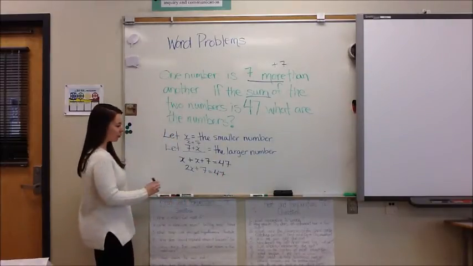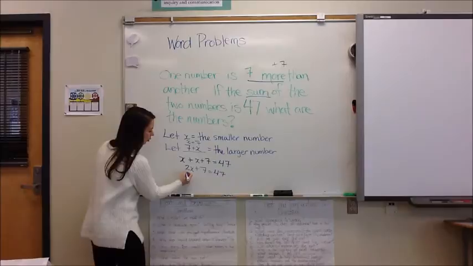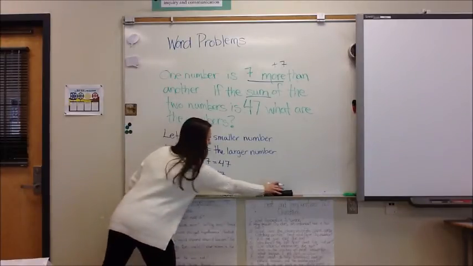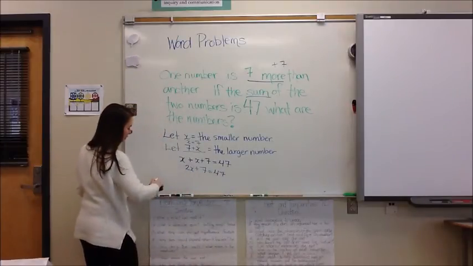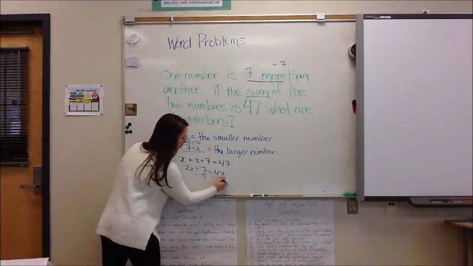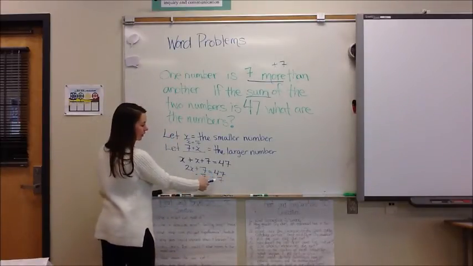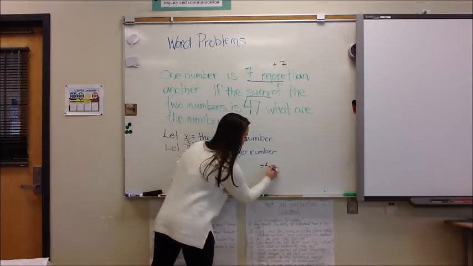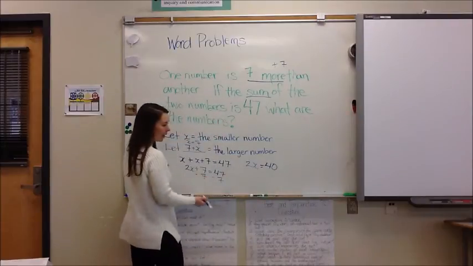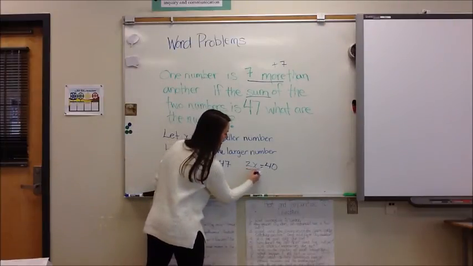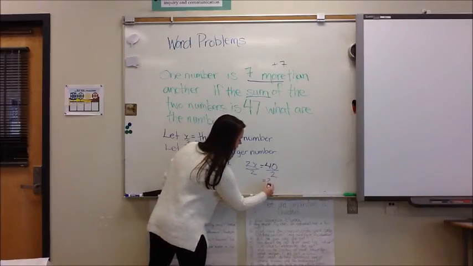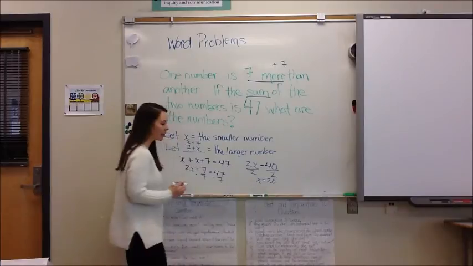Now we know how to solve these equations. We want to get x on its own. We're going to do opposite of BEDMAS, so we're going to subtract 7. Whatever we do to one side, we're going to do to the other side. 47 take away 7 gives me 40. I'm left with 2x. Now I want to get my x on its own, so I'm going to divide by 2. 40 divided by 2 gives me 20. So x should equal 20.